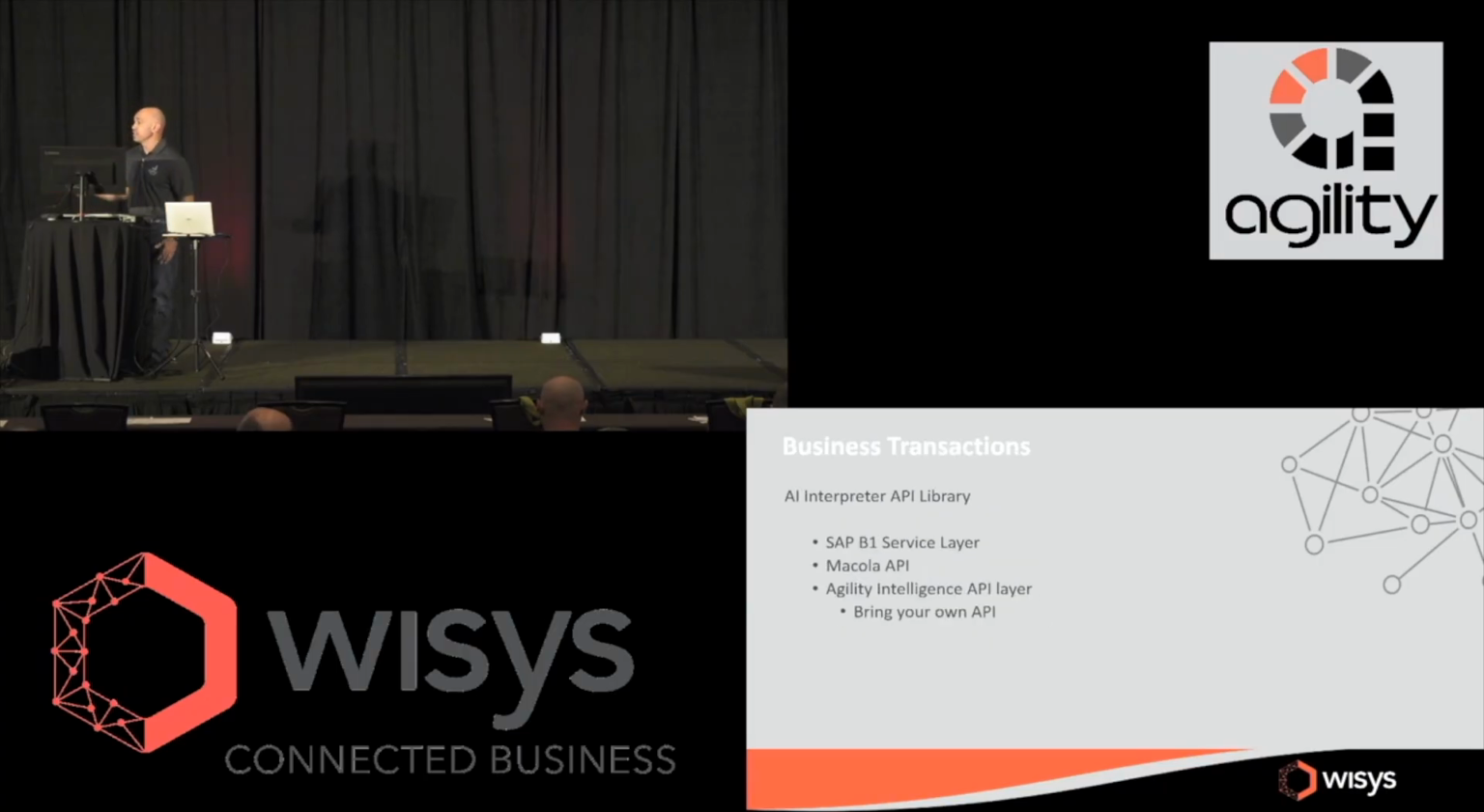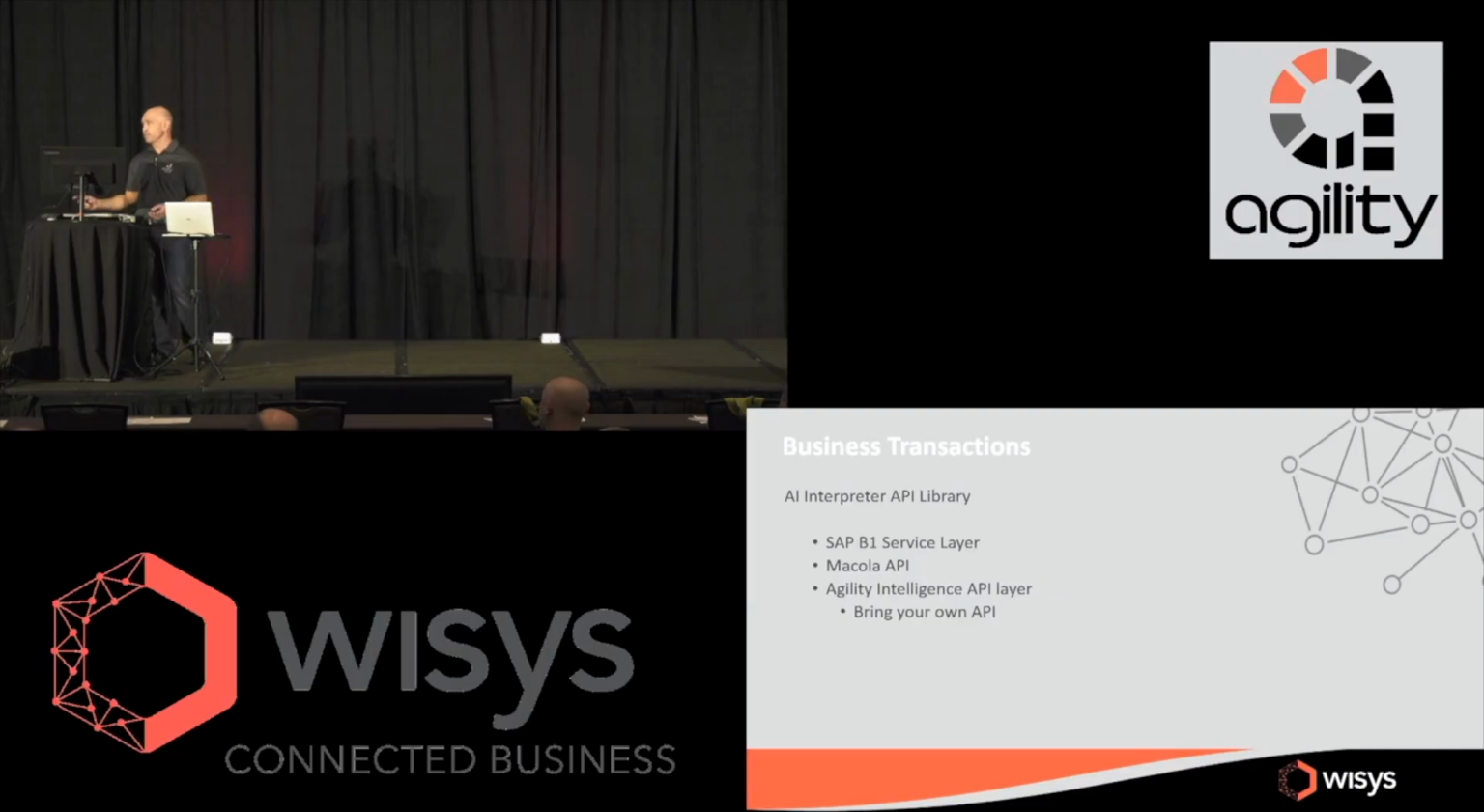The business transactions are really, again, at the heart of the AI Interpreter. They run off of the AI Interpreter API library. For SAP Business One, this is the Service Layer, so you would expect to have the entire Service Layer at your disposal. If a document requires something from the Service Layer, you can get it into the system.